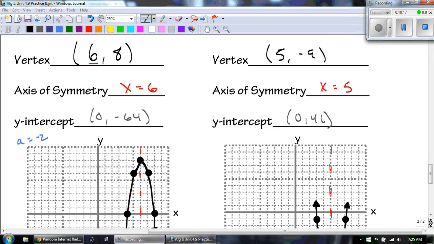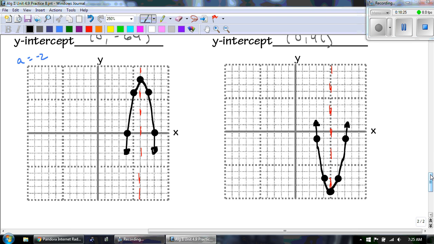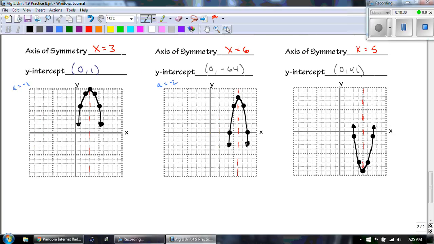Okay, so vertex was 5, negative 9. Axis of symmetry is x equals 5, and our y-intercept is 0, 41. And then you can see my graph right there. Now, if you have any questions or you need extra help, please come see Ms. Carranza or myself. We would love to help you out.